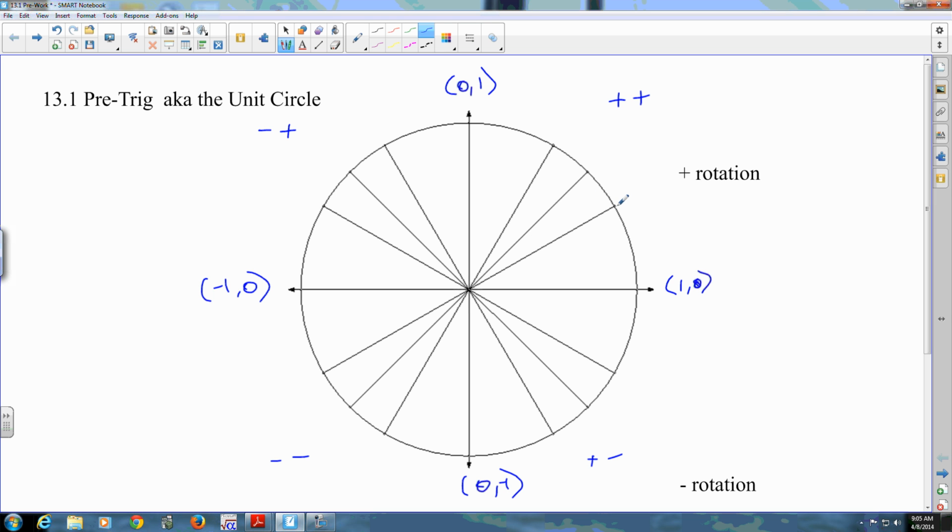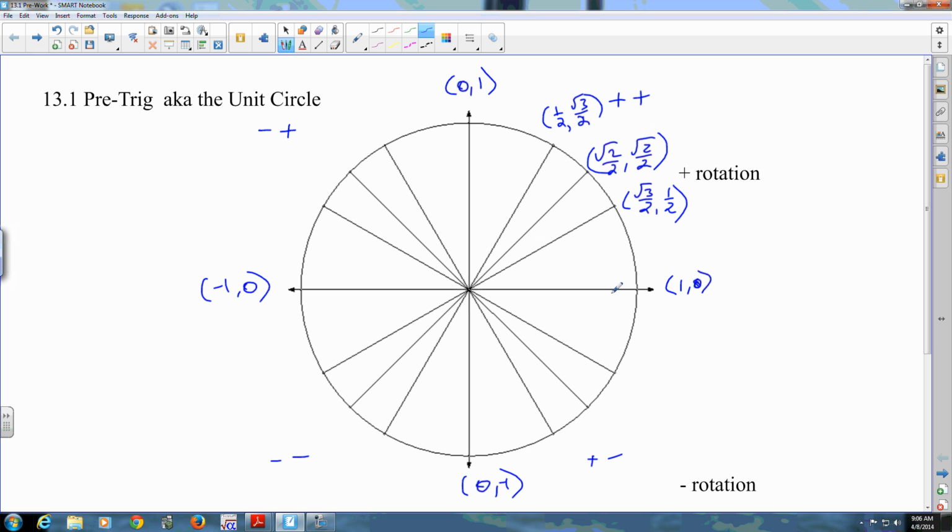Okay, at 30 degrees, I'll just give it to you. Square root of 3 over 2, a half. This one is going to be square root of 2 over 2, square root of 2 over 2. This one's going to be 1/2, square root of 3 over 2. Now, I'll talk more about how I got those in a bit, but right now I just want you to have those numbers.